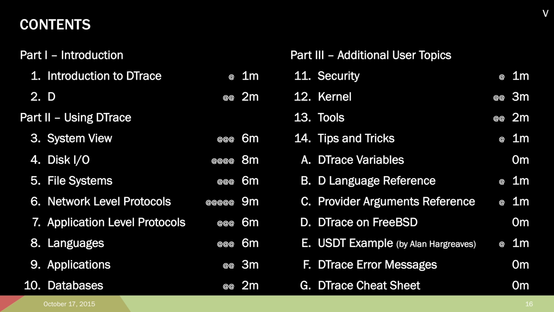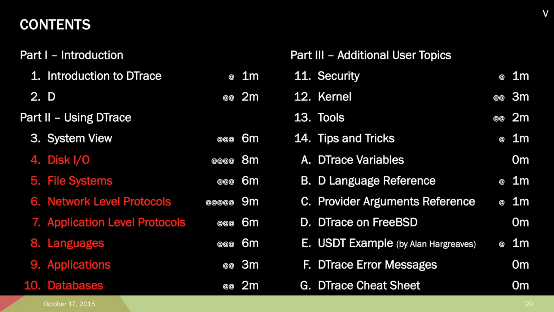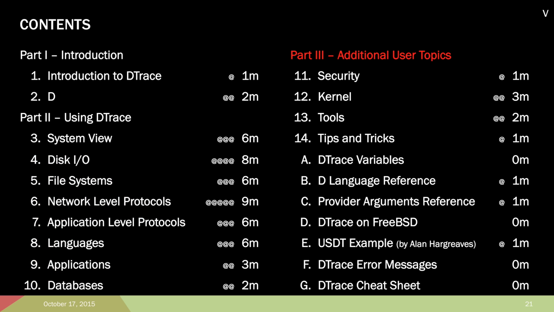Here's the book's table of contents. Part 1 describes what DTrace can do and how to read D scripts. Part 2 covers how to use DTrace. Chapter 3 covers CPU, memory, disk, file systems, and networking. Chapters 4 through 10 go into great detail for specific subsystems and also cover applications and databases. Part 3 covers various topics.